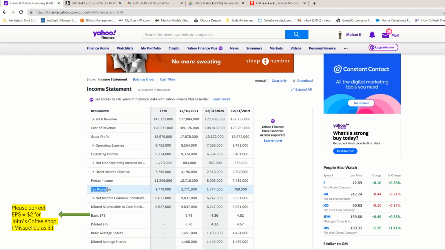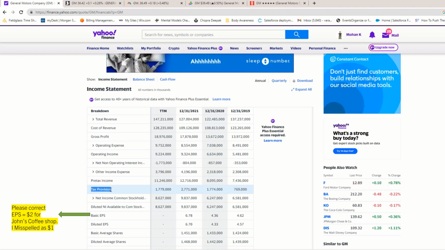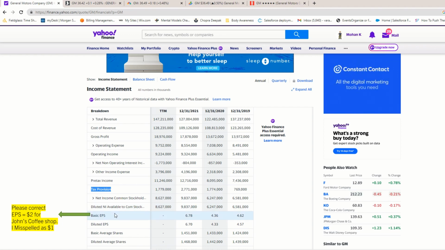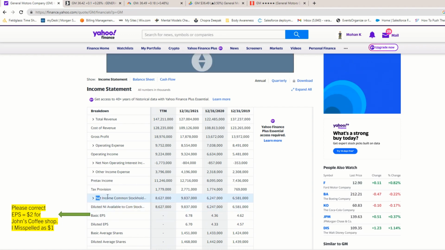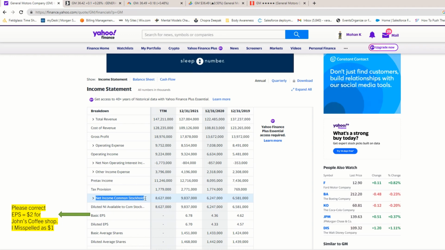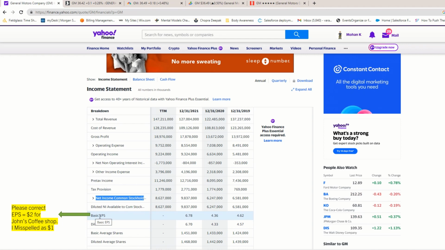Here it is called tax provision. There it was $10,000 for John's coffee shop. And then we discussed the net income for the whole business, which was $20,000. And then earnings per share, that is on a per share basis, which was $1.